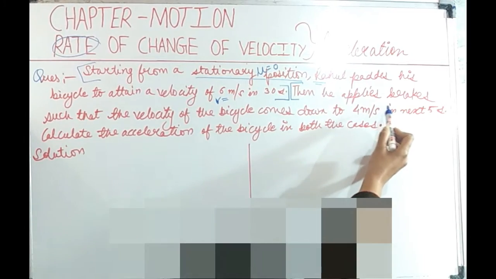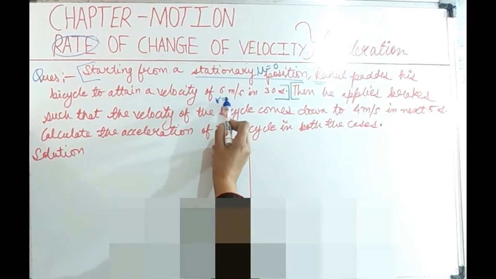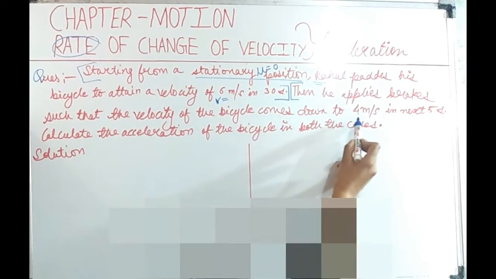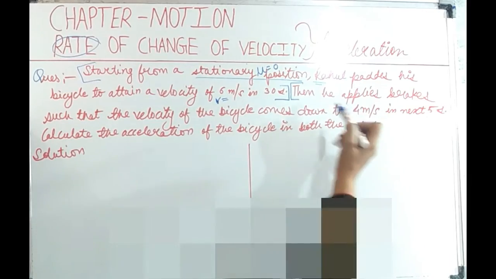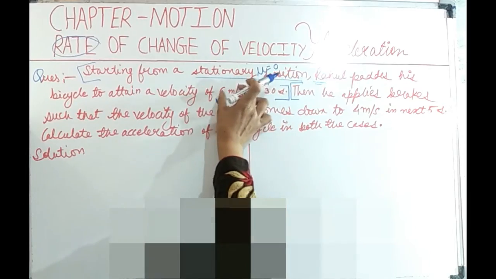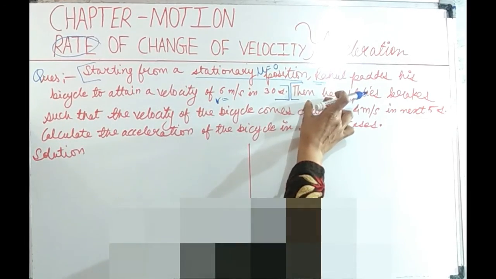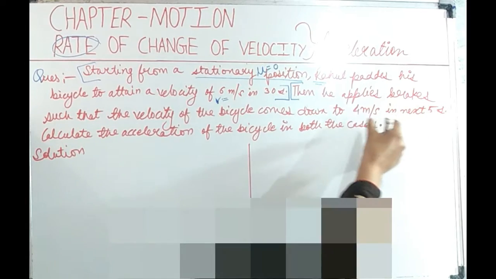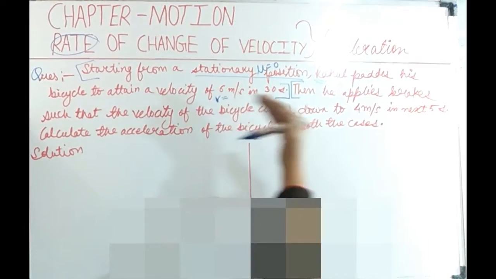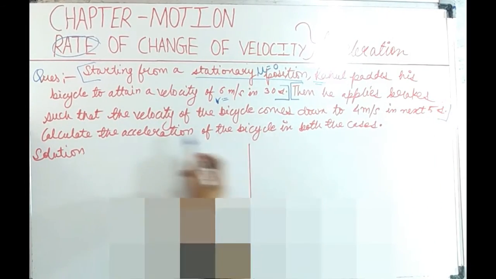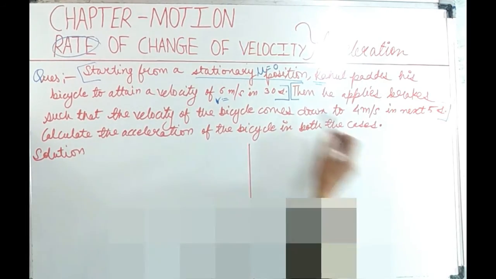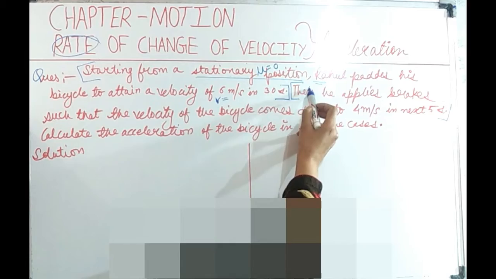What happened when he applies brakes? Earlier he was moving with 6 meter per second and then when he applied brake, the velocity has decreased to 4 meter per second. So now in the second case, this velocity will become u. This velocity will become initial velocity. Now when he has applied brake, this 4 meter per second will become the final velocity now. So you have understood the two statements now. The question is, calculate the acceleration of the bicycle in both the cases. This is your case number 1 and this is your case number 2.